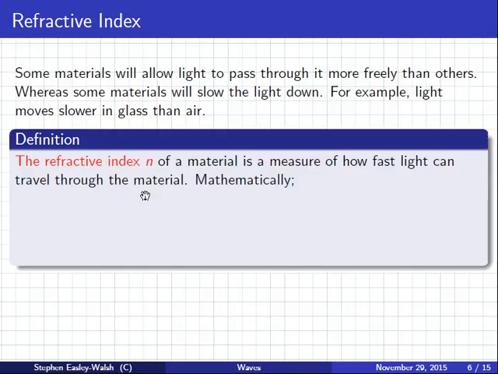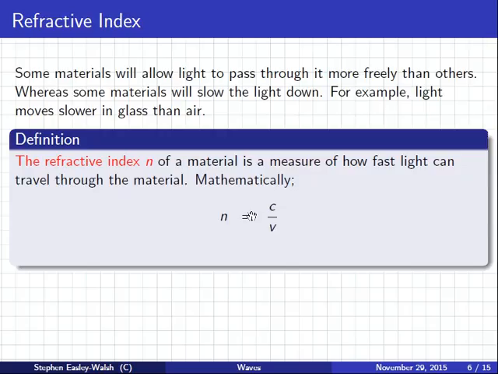So as a formula, it's c over v. c we did last time, and v is the speed in the medium. So it's the speed of light over the speed in the material. Now wait, before you write this down, I want you to tell me, will this be bigger or smaller than 1?